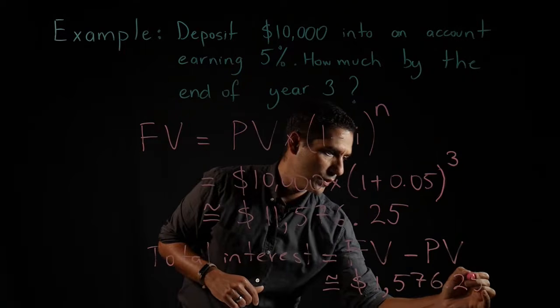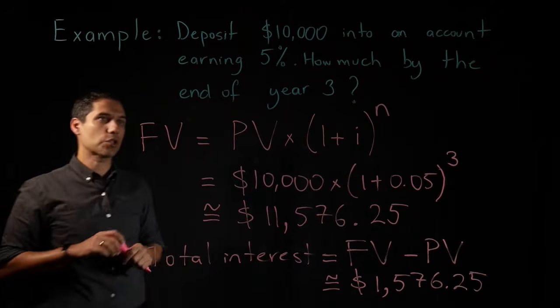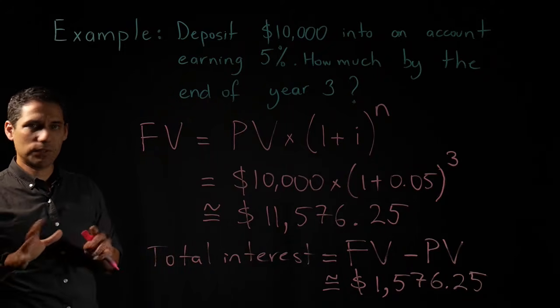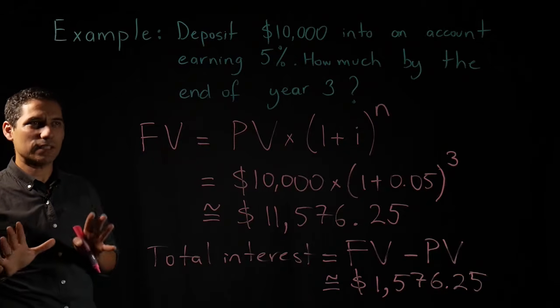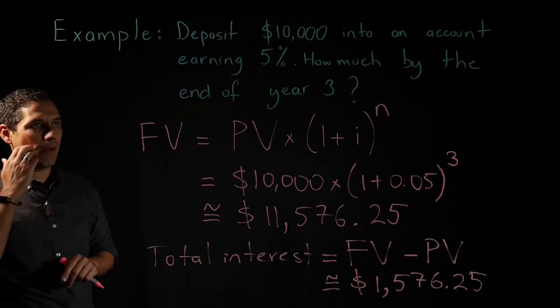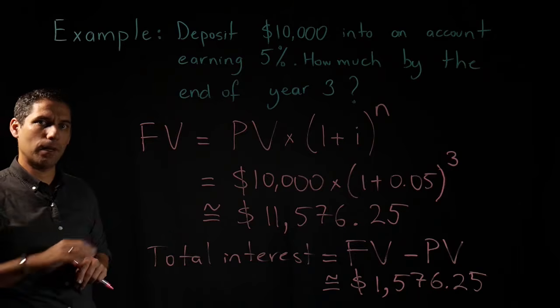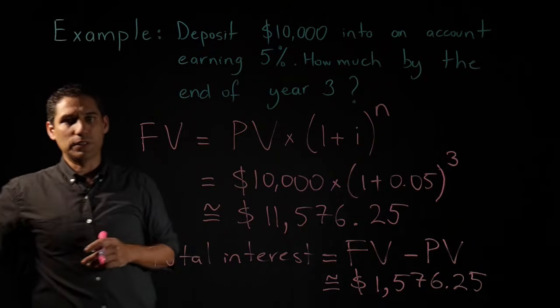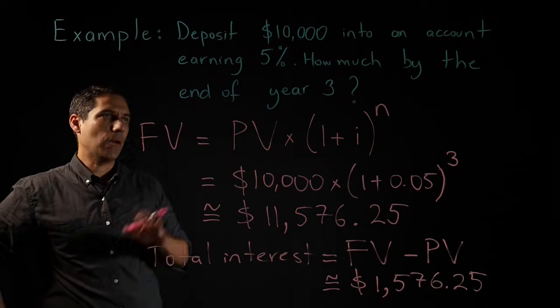That's the total interest we earned on our initial deposit of $10,000 in the account. Now this is an interesting point. Let's think a little bit more about this. And let's see the magic of compounding here, right? So what if we had earned simple interest instead of compound interest? Now what does that mean?